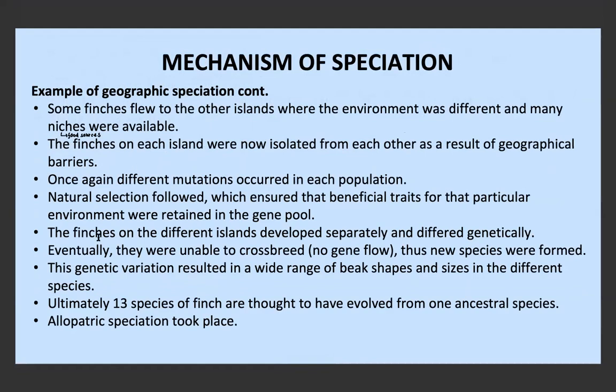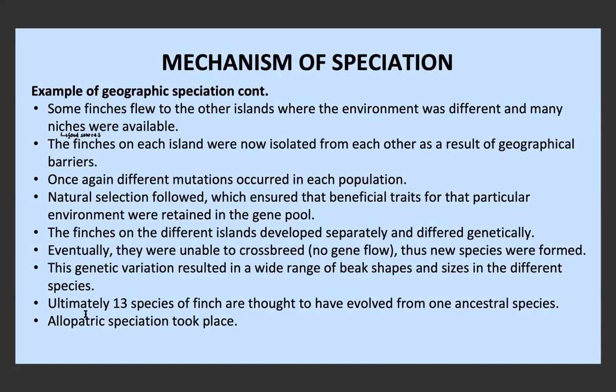There were different mutations. Natural selection happened. Beneficial traits were selected for. And eventually, the finches on the different islands developed separately and independently, and they differed genetically. So over time, they differed so much that they became unable to crossbreed because there was no gene flow between them, and new species were formed. This genetic variation resulted in a wide range of beak shapes and sizes in the different species. And in the end, over obviously a very, very long time, many, many generations, there were 13 species of finches that are thought to have evolved from one ancestral mainland species.